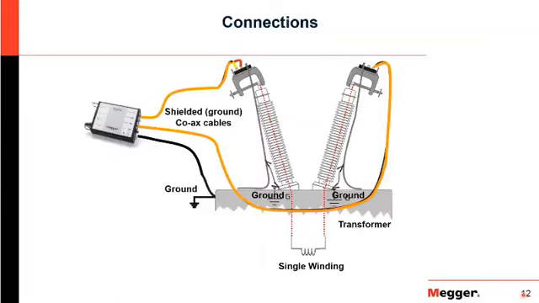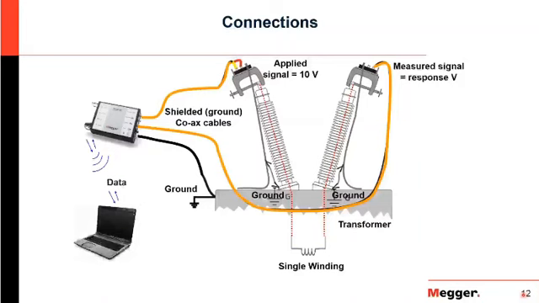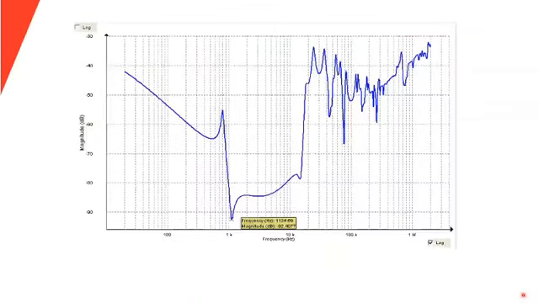So connections, pretty simple. What we're going to do is use a shielded coax cable and have a nice clamp on one side of a winding and then maybe go through the winding. And then what I'll say is that this device, SFRA, really only does one thing. It sends out an applied signal at 10 volts at multiple frequencies, and then we measure the response. And of course, we transfer this information to a computer. And then we just do this multiple times on different windings, on different parts of the transformer in order to get an overall picture of the transformer itself.